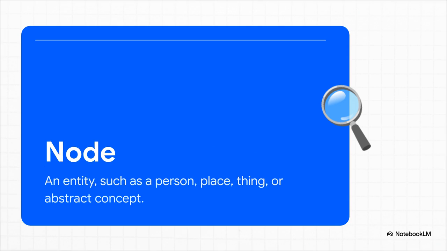Okay, so the first building block is super simple. It's called a node. A node is just a thing, an entity. It could be a person, like Leonardo da Vinci, or a place, like Paris. It could be a product or even an abstract idea, like climate change. These are basically the nouns in our big web of knowledge.